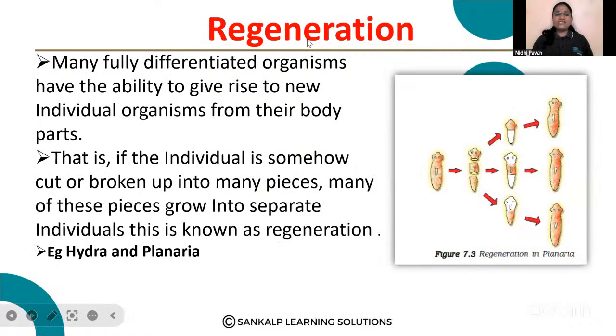Next we have regeneration. What is next for us? Regeneration. So many fully differentiated organisms have the ability to give rise to a new individual. I am sorry. Many fully differentiated organisms have the ability to give rise to new individuals from their body parts. That is, if the individual is somehow, see, let me take planaria here. I will explain diagrammatically. This is what we call planaria.